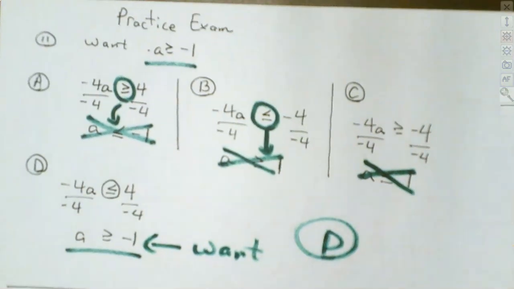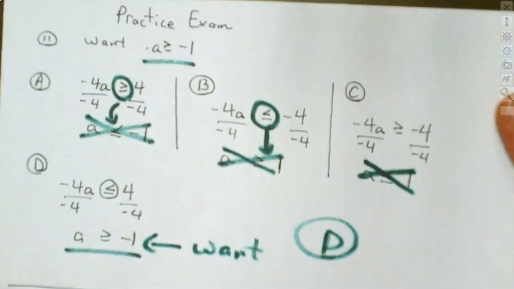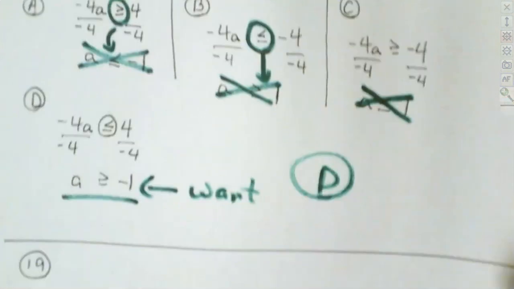Okay, we've got enough time to do maybe 1 or 2 more. 19. 19 is one that in the past has given students a lot of problems also.